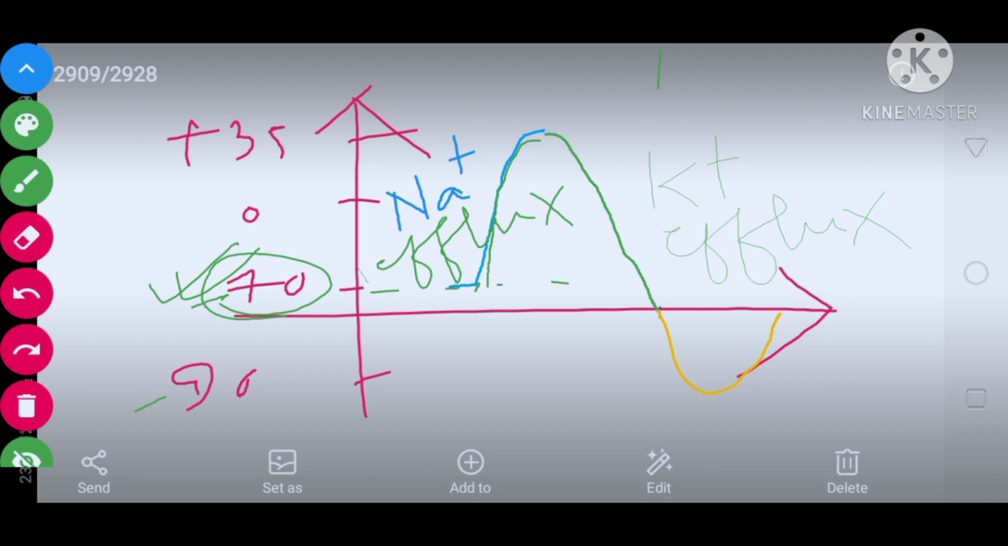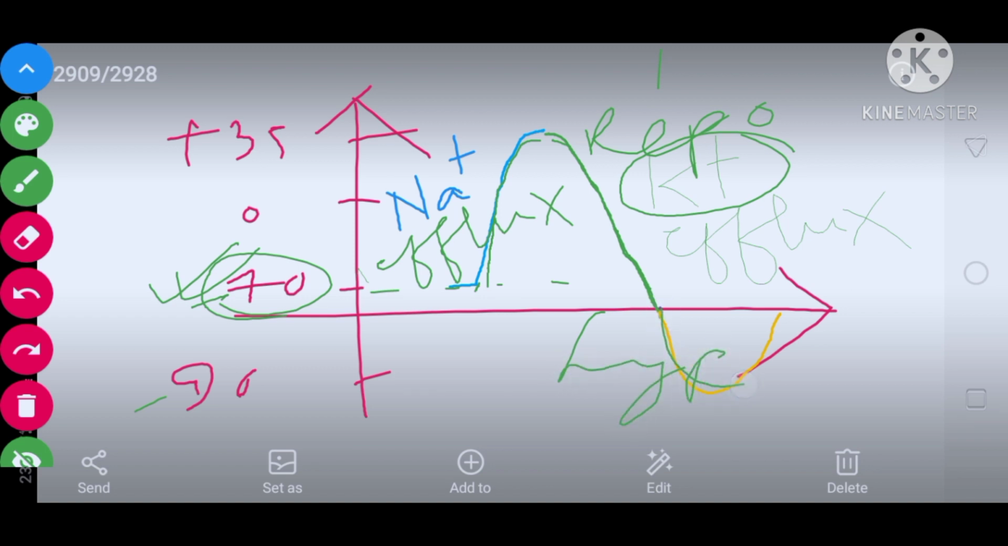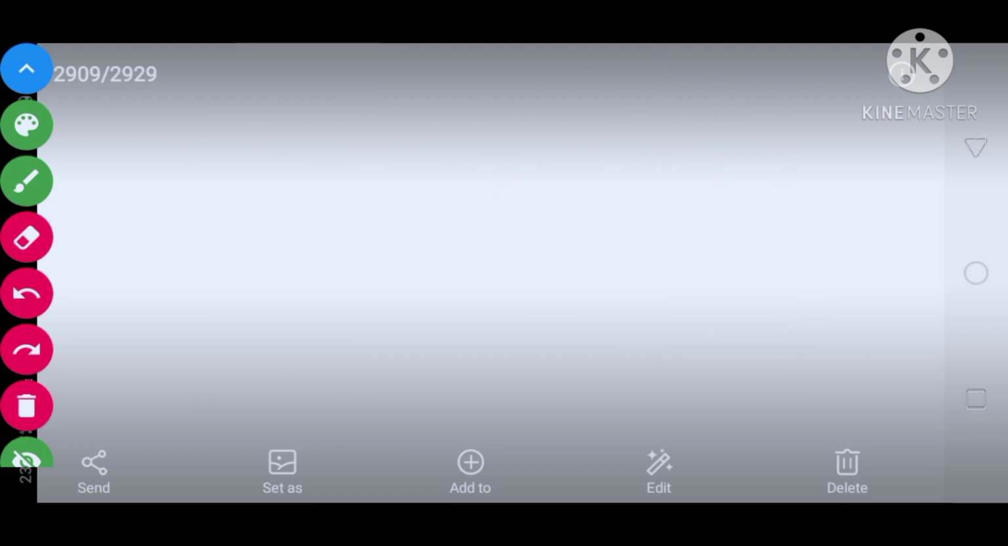After the process of depolarization is over, there will be opening of potassium channels, and this will result in the efflux of potassium ions. These potassium ions will cause not only repolarization, but also hyperpolarization, which I have drawn in yellow. You can see the hyperpolarization will result in the membrane potential going as low as minus 90 millivolt. Now I'll just tell you why there is hyperpolarization.